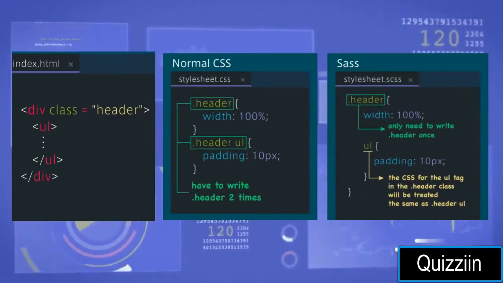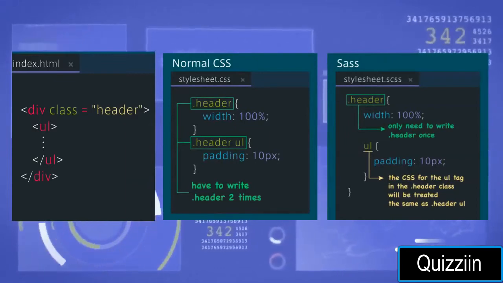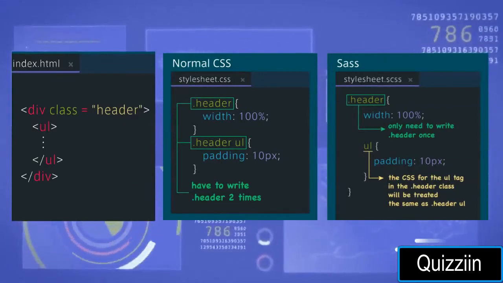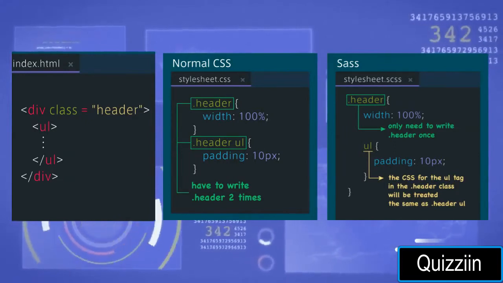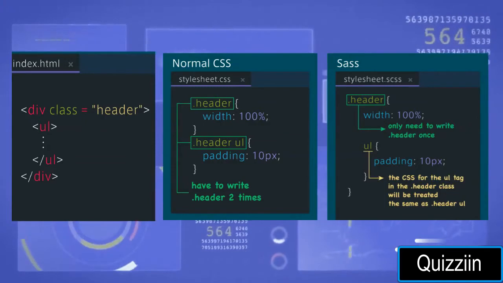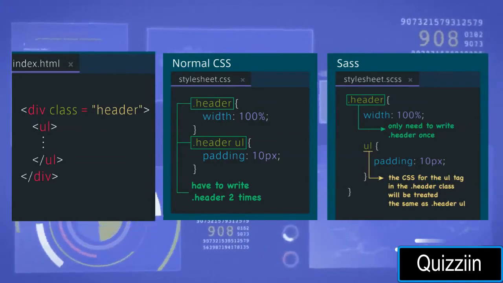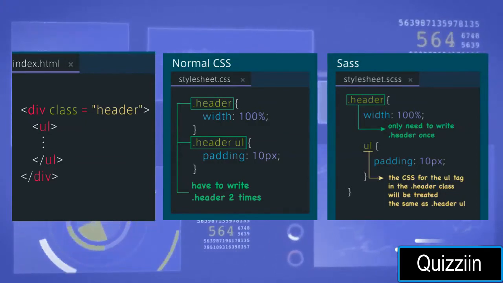First, let's look at the nesting structure that is used very often in Sass. With nesting, you can rewrite your CSS as shown in the example below. In this way, Sass allows you to nest selectors in other selectors. So, with Sass, you don't have to write the same selector many times.